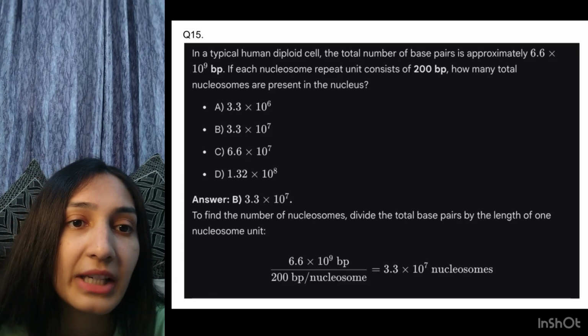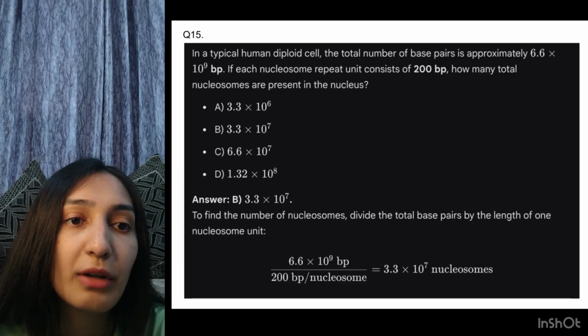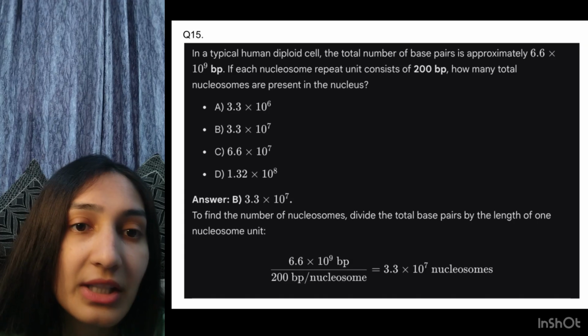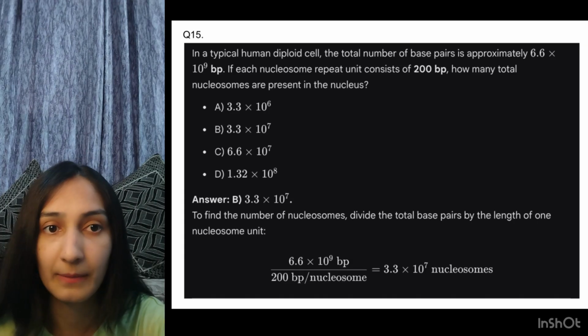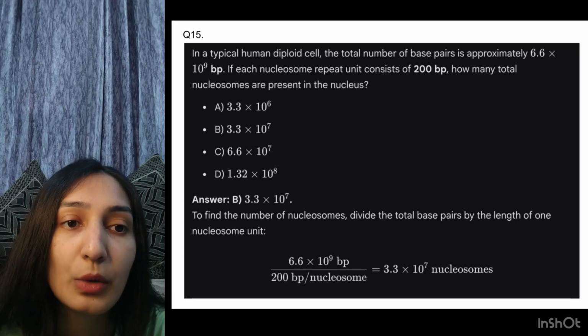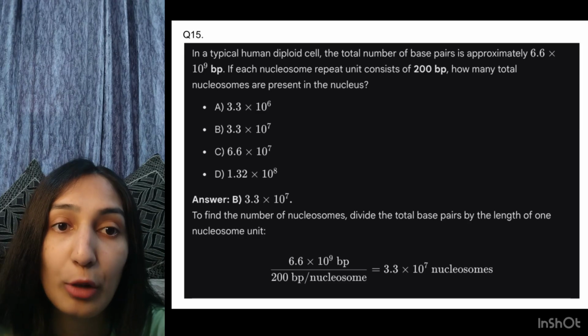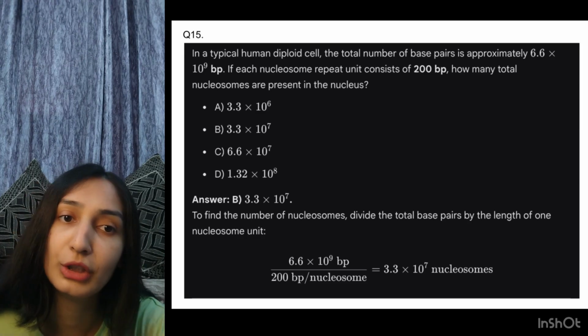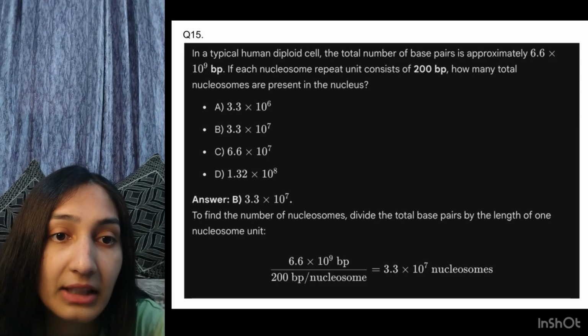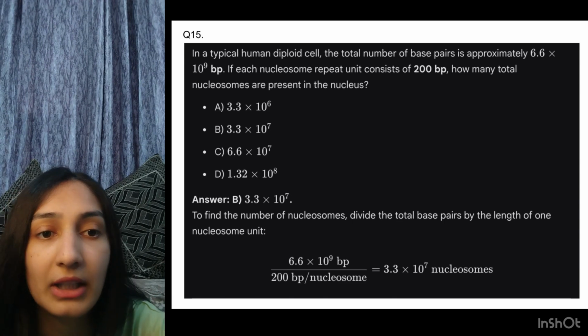Next question. In a typical human diploid cell, the total number of base pairs is approximately 6.6 × 10^9 base pairs. If each nucleosome repeat unit consists of 200 base pairs, how many total nucleosomes are present in the nucleus? So these are the options. And the answer is 3.3 × 10^7.